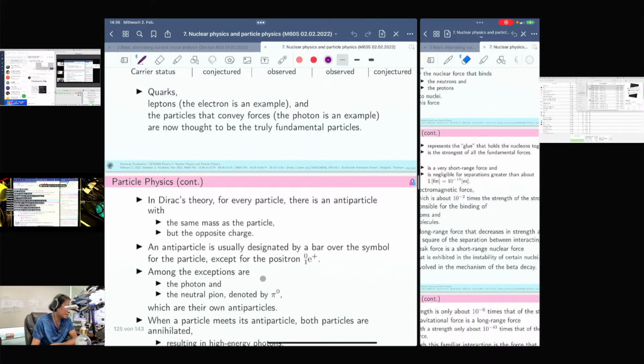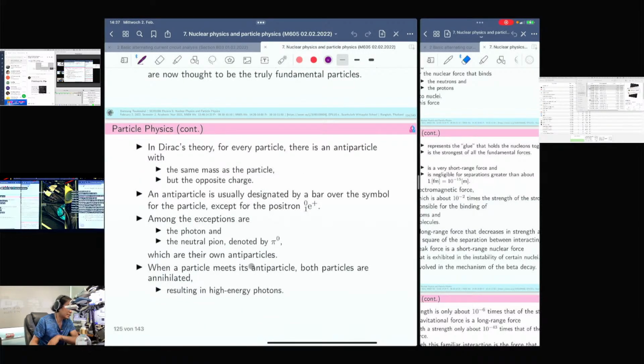Among the exceptions are the photon and the neutral pion, denoted by pi with superscript 0. The neutral version of the pion and the photon are particles that have no distinct antiparticles, because they are already their own antiparticles. So there are two exceptional particles, the photon and the neutral pion. Apart from that, every particle should have its own antiparticle.